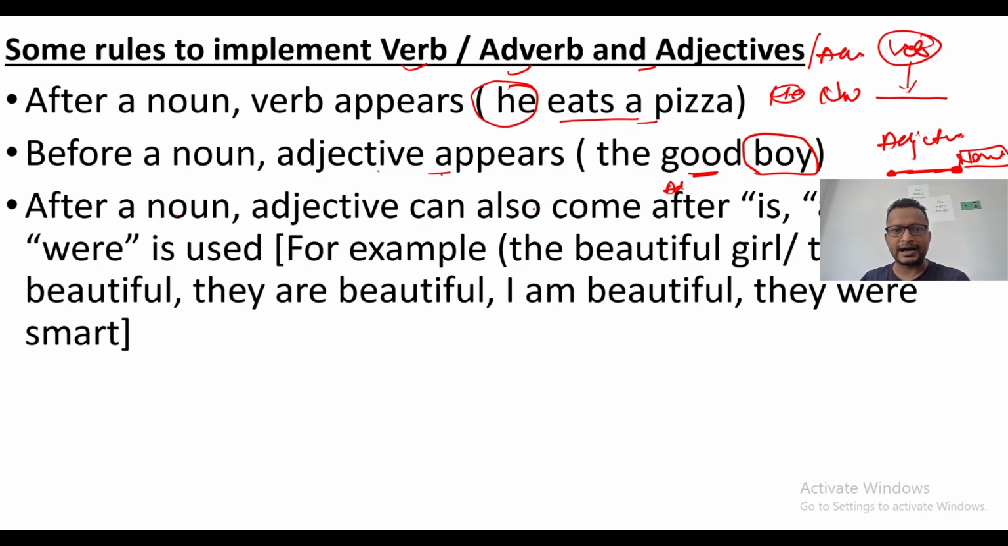And then, an adjective can also come after is, are, am. For example, "the beautiful girl" is correct, and "the girl is beautiful" is also correct. Before a noun, an adjective can come, and the adjective can also come after is, are, am. So in "the girl is beautiful", girl is a noun, after that comes is, and after that the adjective can come. So if there is is, am, are and a blank, an adjective can come.